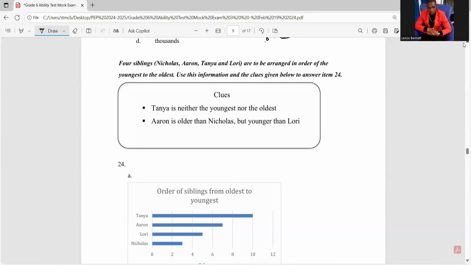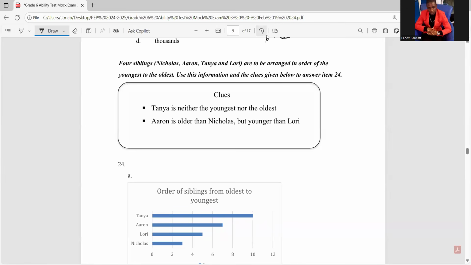The second clue, Aaron is older than Nicholas, but younger than Lori. I'm gonna do the same thing that I asked the other class, guys. Write down the clues first because I'm gonna show you the graph for each one of them, and you're gonna say which of the graph matches it. So write clues. Tanya is neither the youngest nor the oldest. And then clue 2, Aaron is older than Nicholas, but younger than Lori. So you're gonna write that information and then we will proceed. But write it down first.